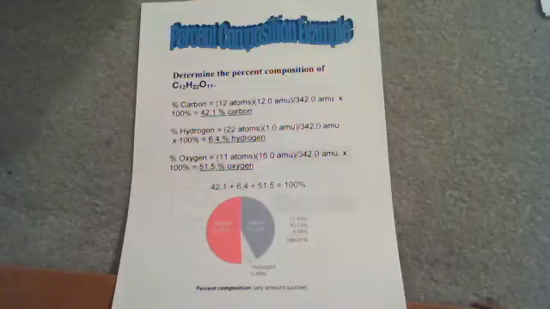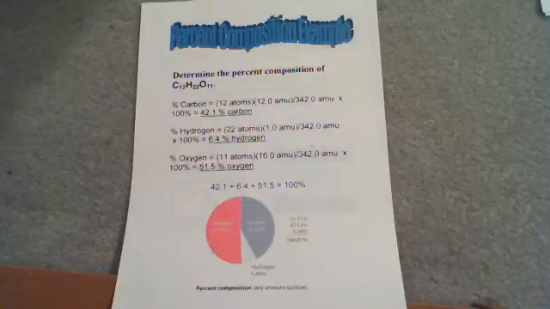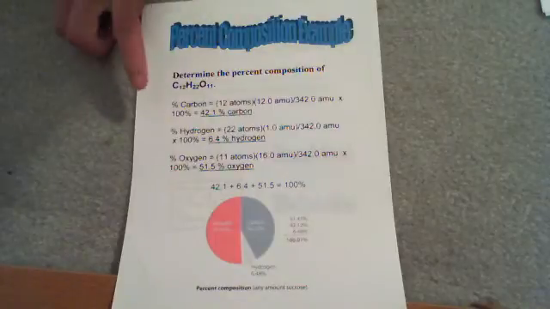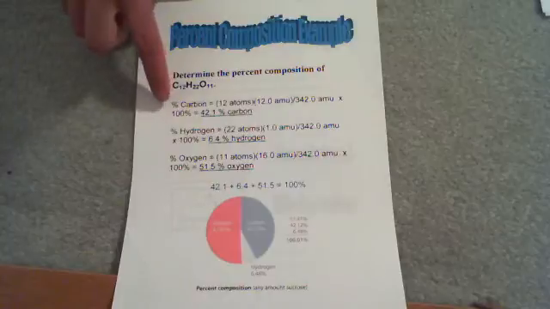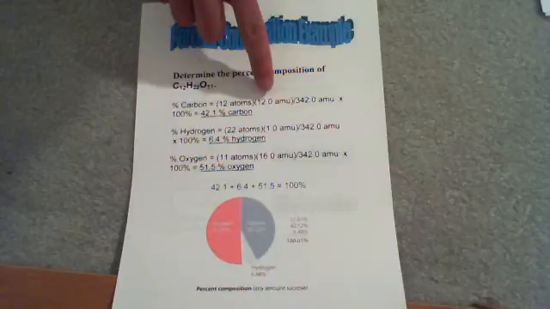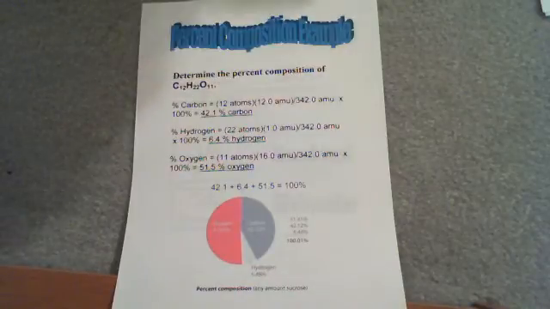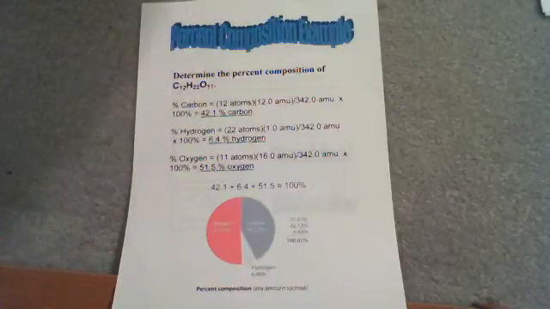An example of percent composition. We are asked to determine the percent composition of C12H22O11. Using the previous equation, we can follow these steps. The percent of carbon equals 12 atoms times the mass of 12 AMUs divided by 342 AMUs, which is the total formula weight, multiplied by 100%, which equals 42.1% carbon.